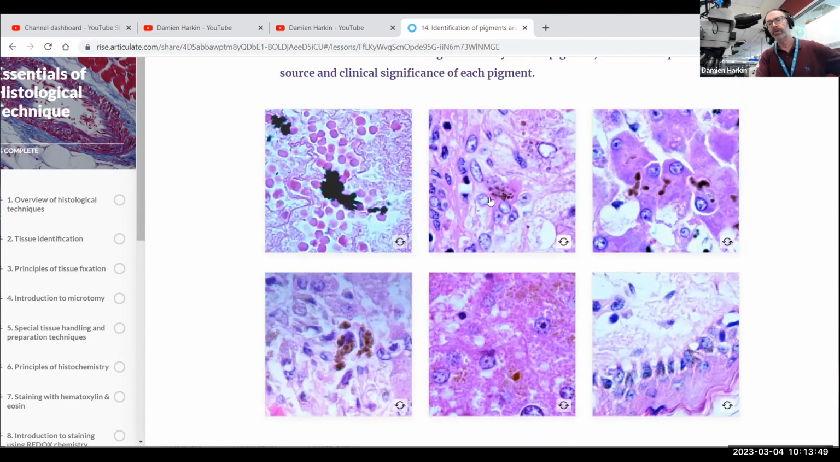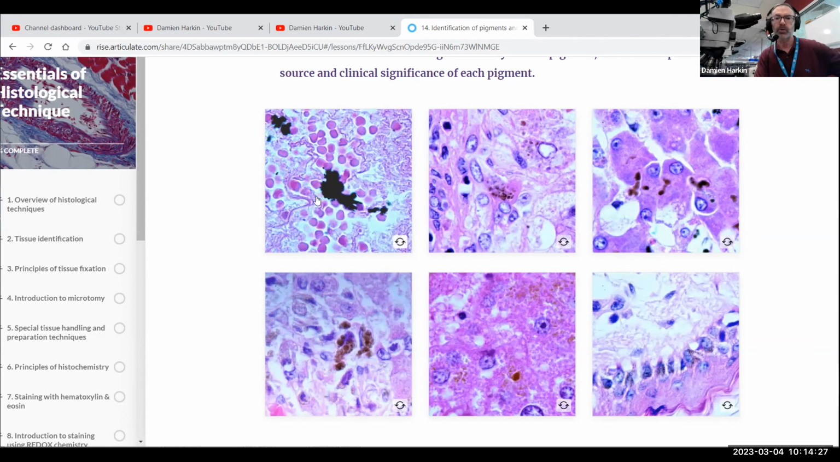Okay, so collectively we can refer to those things as being endogenous, but they can be further defined by their nature of origin as either being of hematogenous or blood origin. Of course, there's other ways to accumulate iron within the body via another route, but generally we can refer to that as being hematogenous. And then by comparison, things such as melanin and lipofuscin, which are non-hematogenous.